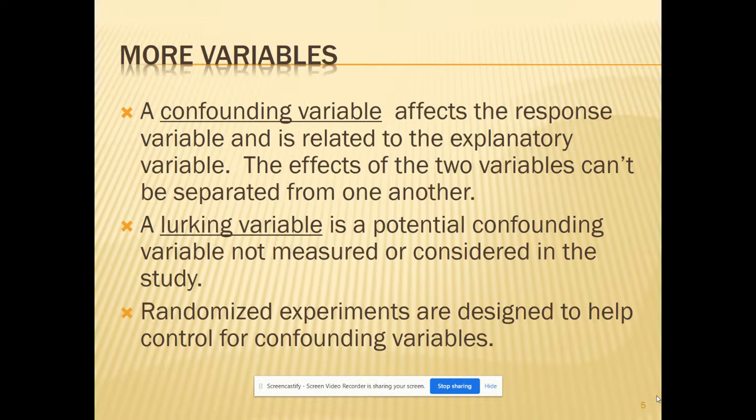on the exam. Now, a confounding variable is one that affects the response variable and is related to the explanatory variable. And we can't separate the two from one another, right? We want to try and get rid of or control for confounding variables as much as possible.